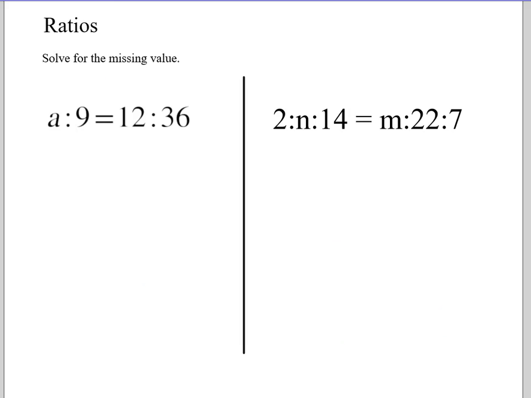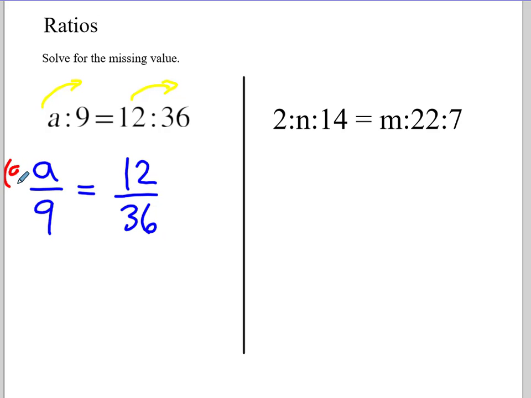Ratios. So when we did ratios, we talked a lot about setting them up as fractions. So in this case, I'm going to rotate the a over the 9 and then the 12 over the 36. So this becomes a over 9 equals 12 over 36. And now I'm just going to use my solving equation strategies. I want to get rid of this dividing by 9, so I'm going to multiply both sides by 9.